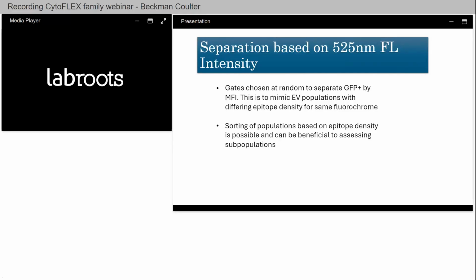Again, all well characterized, all well known, and so it allows us to know what kind of effects the sorting would have, and also gives us the best chance to be successful. So the first thing we did is we took some of our MLVs and we also took our VLPs, which have the GFP or the 525 fluorescence, and we were able to take a look: could we just sort based on epitope density?